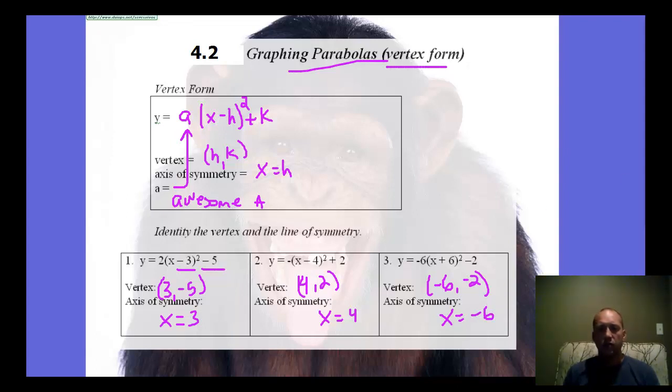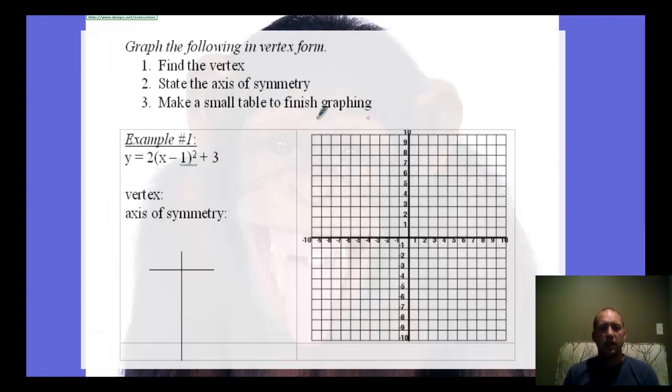So the vertex form makes things easier to graph. Similar to yesterday, we still want to find the vertex, and we still want to use symmetry to plot the points. And then if you want to use a table, you can do that. A lot of these, though, we can just quickly get the points. So vertex here is going to be (1, 3). Axis of symmetry is going to be x equals 1. If we plot (1, 3), we have this point. The a value is still the awesome a value.